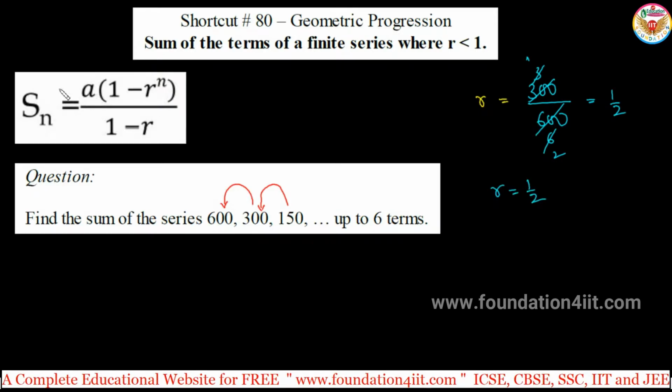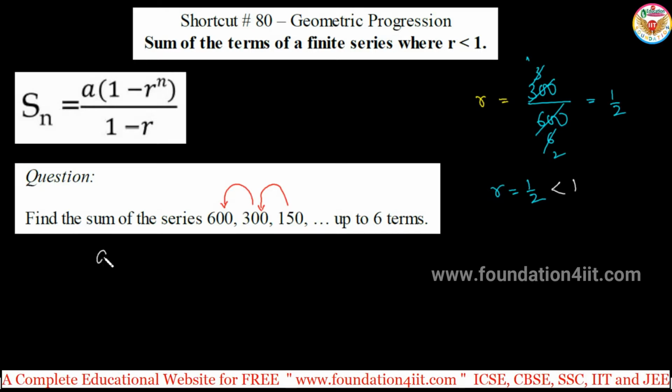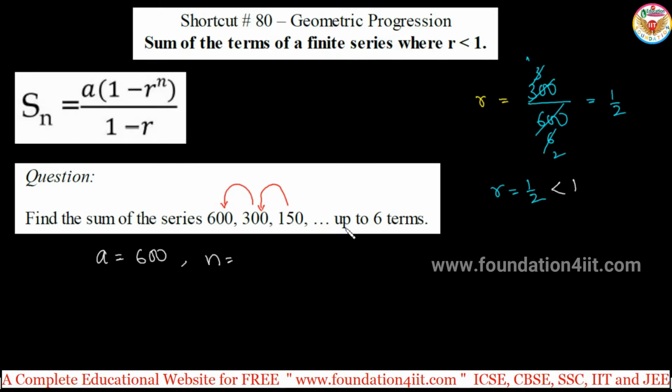If you observe, this is less than 1. 1 by 2 is less than 1. So we need to apply the sum of n terms equals a into 1 minus r power n by 1 minus r. Just apply this, you will not get a negative answer; you will get a positive one. The sum of the series up to 6 terms, the value is decreasing. In this problem, a is the first term, 600, and n is how many terms you have to find: up to 6 terms. n is equal to 6.